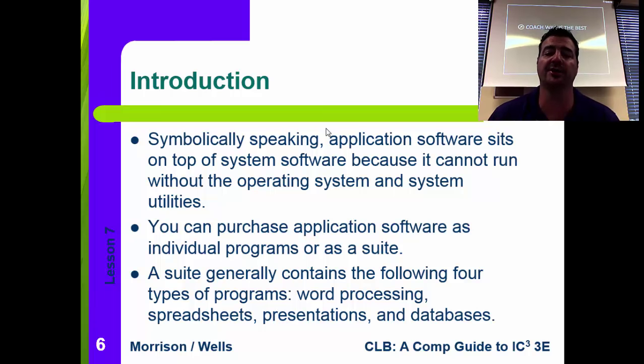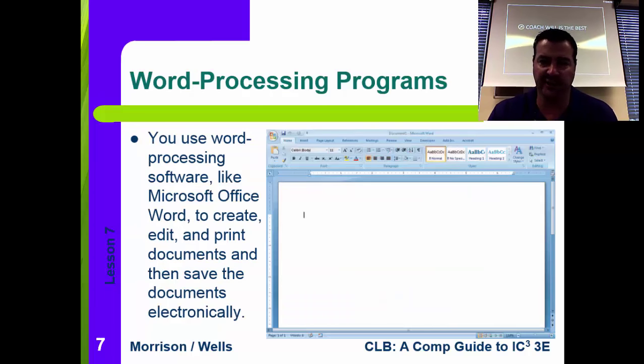You can purchase additional application software to run, or you can purchase them as a suite, meaning you get the whole package together. Typically Microsoft sells their stuff in packages such as Word, Excel, Access, Outlook, all those things. A lot of times it will come as either a download or a disk that you can get.